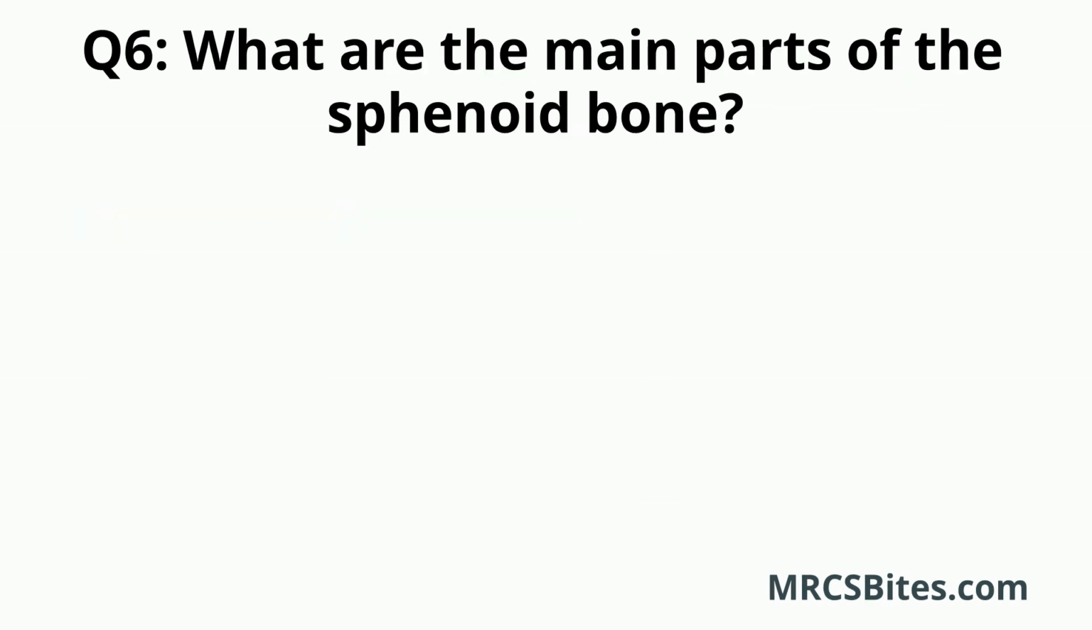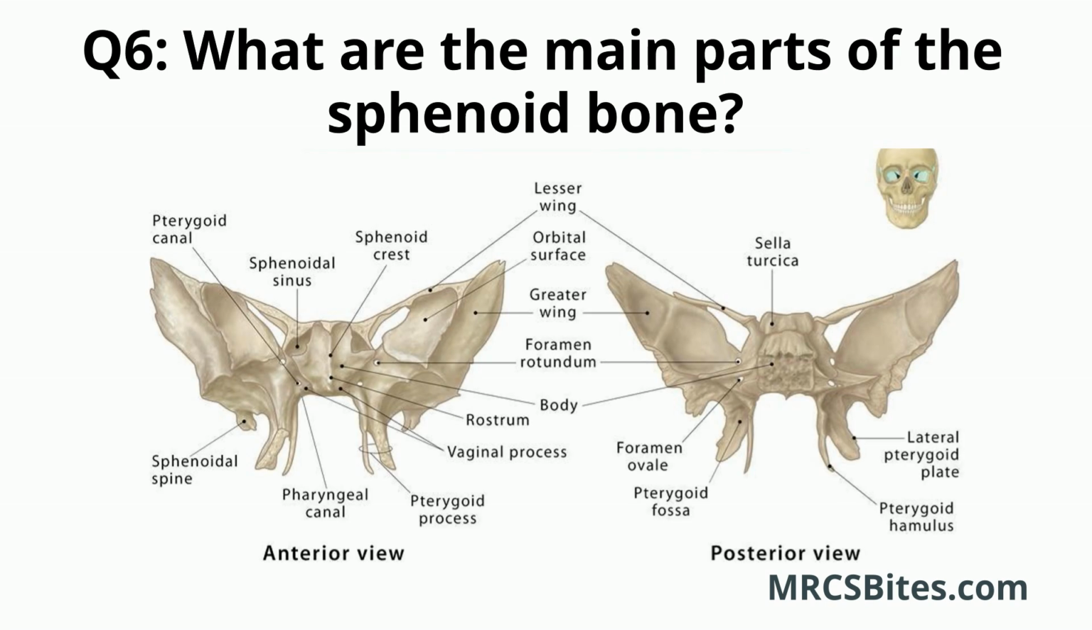Question 6. What are the main parts of the sphenoid bone? The sphenoid bone is a complex bone located at the base of the skull, in front of the temporals and basilar part of the occipital bone. Body is the central part of the sphenoid bone. It contains the sphenoidal sinuses and forms part of the base of the cranial cavity. Greater wings extend laterally from the body and form part of the floor of the middle cranial fossa and the lateral wall of the skull.